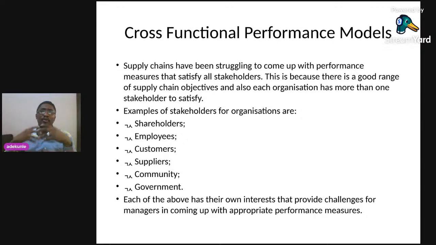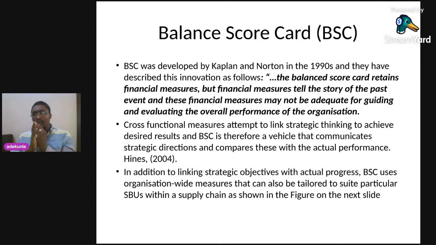So there's a need for you to have a cross-functional performance model, not just looking at customers alone, but everybody that will determine or have effect on how your business is run. And of course, one of the things people look at these days in managing most of these things is using an instrument called the balanced scorecard.